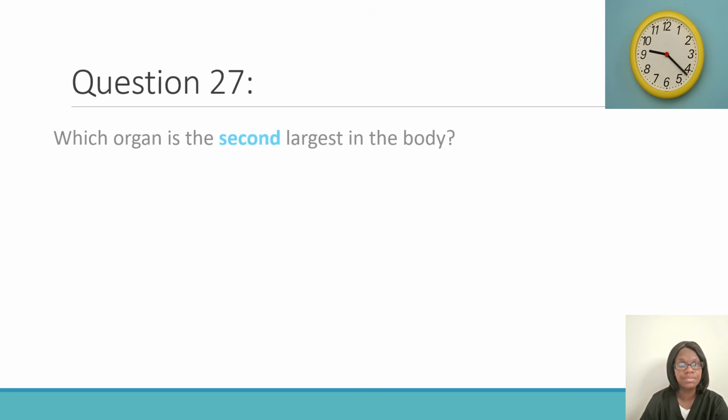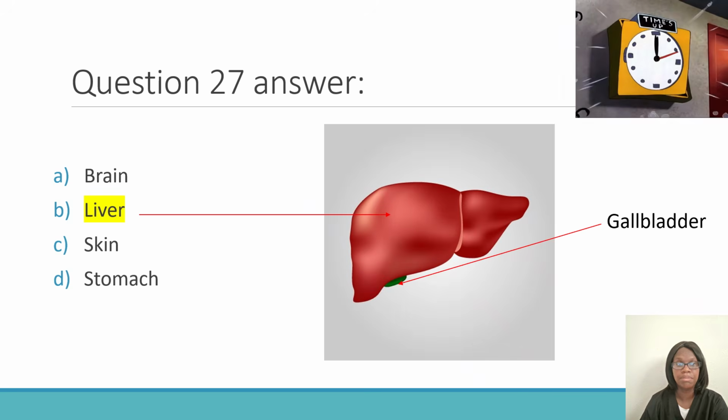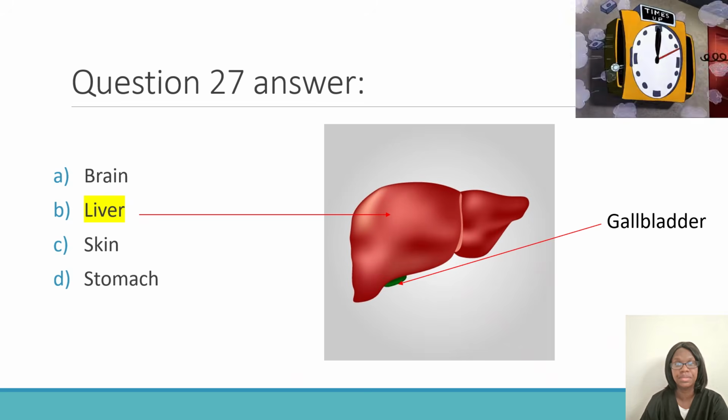Question 27. Which organ is the second largest in the body? A, brain, B, liver, C, skin, or D, stomach? Okay, the correct answer is B, liver.